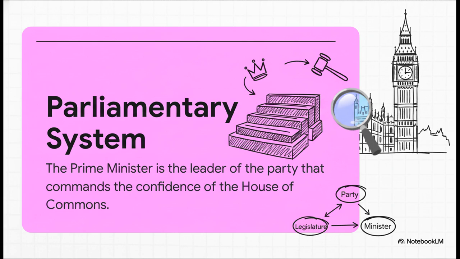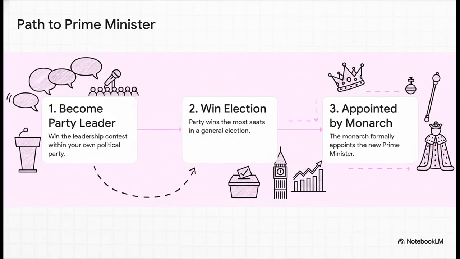Instead, you become the prime minister by being the leader of the party that commands a majority in the House of Commons. So the path then is actually pretty straightforward. Step 1, you have to win the leadership contest within your own political party. Step 2, your party has to win the most seats in a nationwide general election. And if you clear those 2 hurdles, the final step is a formal appointment by the monarch.